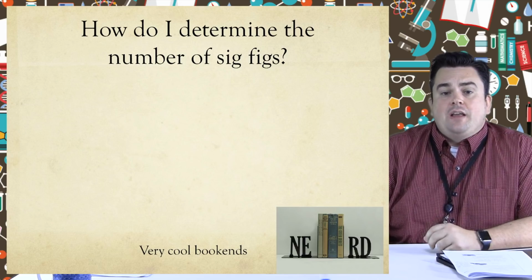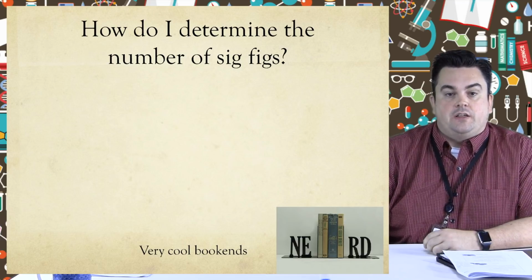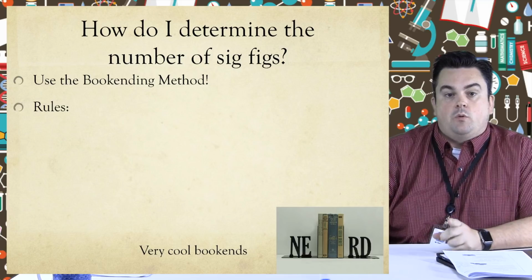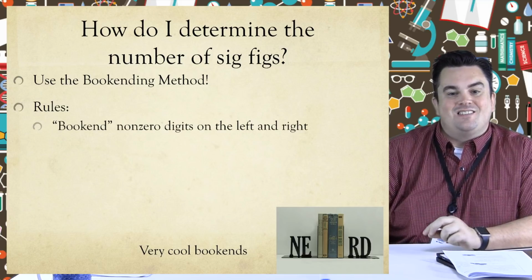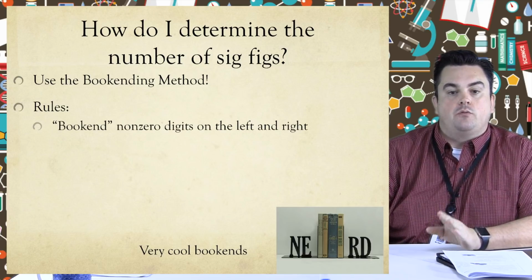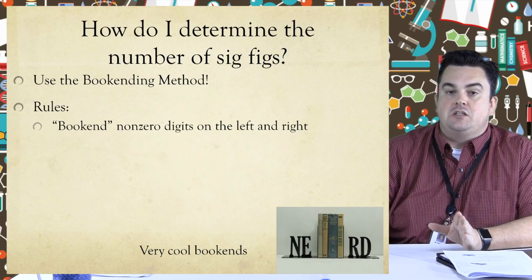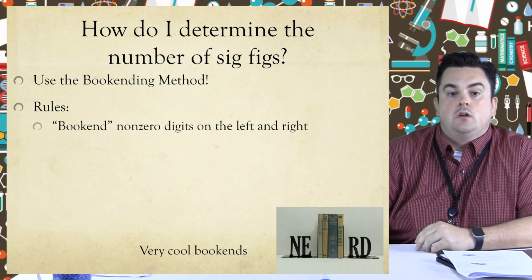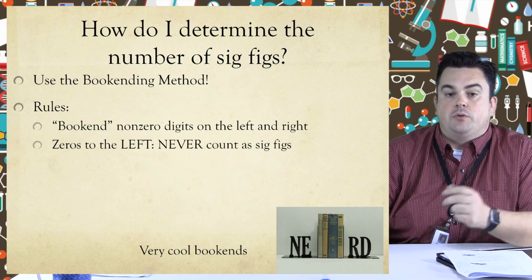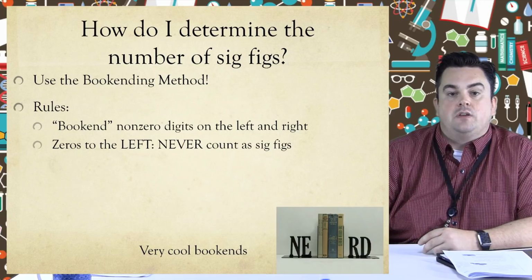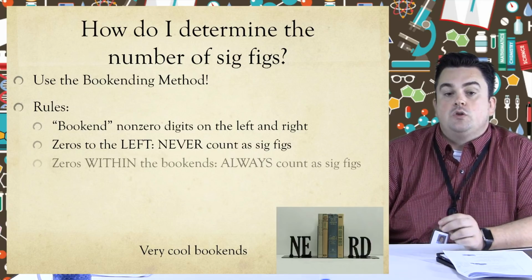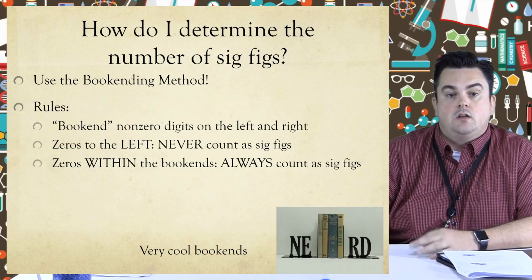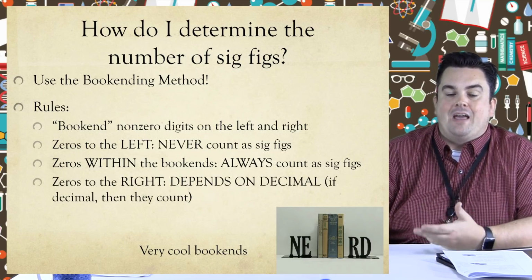All right, so how do I determine the total number of Sig Figs? Use the bookending method. Rules. Number one, bookend non-zero digits on the left and right. So put bookends around your digits that are 1 through 9. Ignore the zeros on the outside of those. Zeros to the left of your bookends never count as significant figures. Zeros within the bookends always count as Sig Figs. Zeros to the right, it depends on decimal.